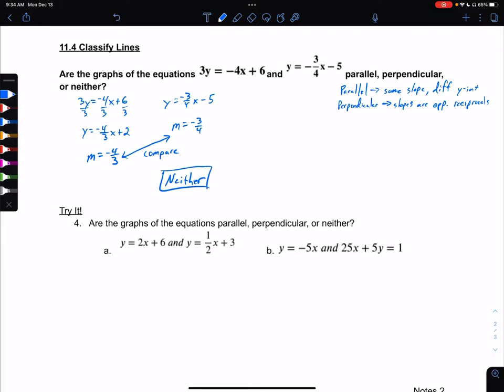Parallel is pretty obvious, the slopes need to be exactly the same, and they're not. Perpendicular is a little bit tricky because they are reciprocals, but they're not opposite reciprocals. So do be careful with that, and you almost always want to put these in y equals mx plus b form. That's going to be the easiest way to determine the slope, and it'll give you the ability to compare the y-intercepts just in case they wind up being the same. But that's it for these problems. You're just going to compare slopes and then decide whether they are parallel, perpendicular, or neither.